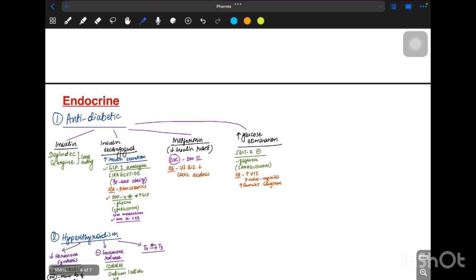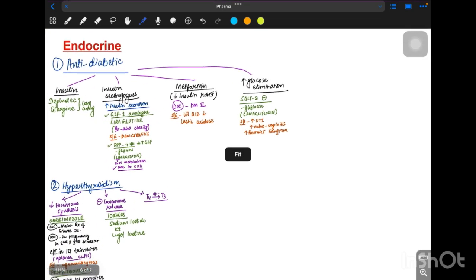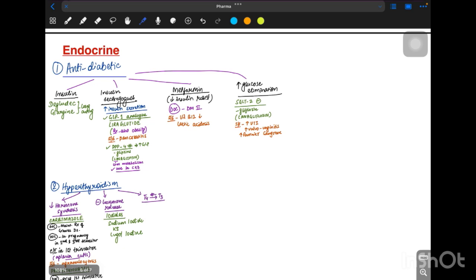Now, our next topic is endocrine. Endocrine mainly includes anti-diabetic drugs and hyperthyroidism. So what are the anti-diabetic drugs? It includes insulin, insulin secretagogues, metformin, and the drugs which increase glucose elimination.